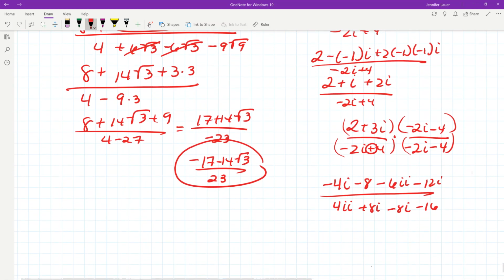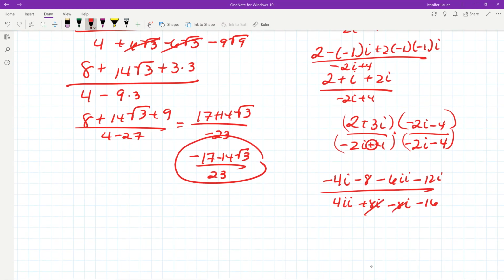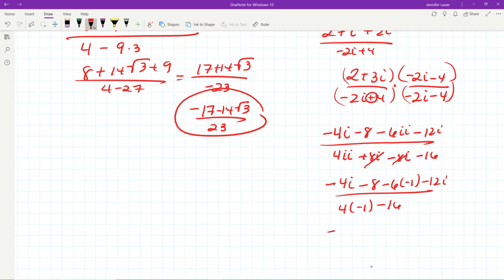Now, if this works out correctly, we should have no i's on the bottom. So this becomes negative 4i minus 8 minus 6 times negative 1 minus 12i over 4 times negative 1 minus 16. Negative 4i minus 12i is negative 16i, minus 8 plus 6, over negative 4 minus 16. So this is going to be negative 2 minus 16i over negative 20.